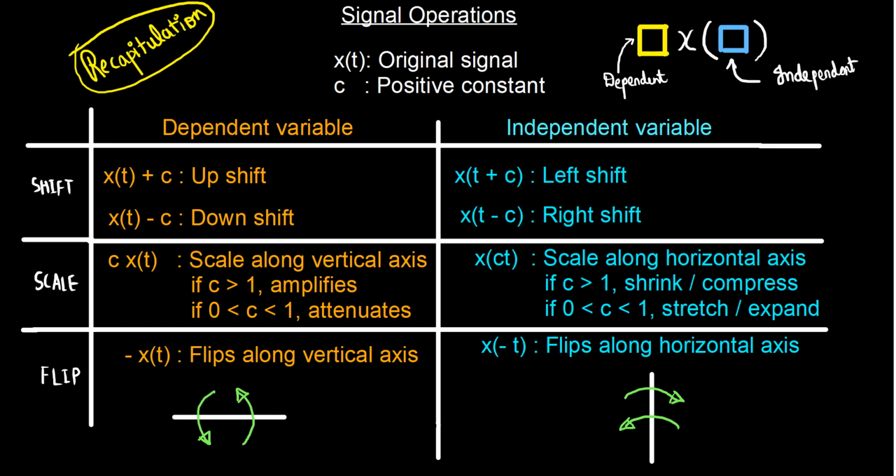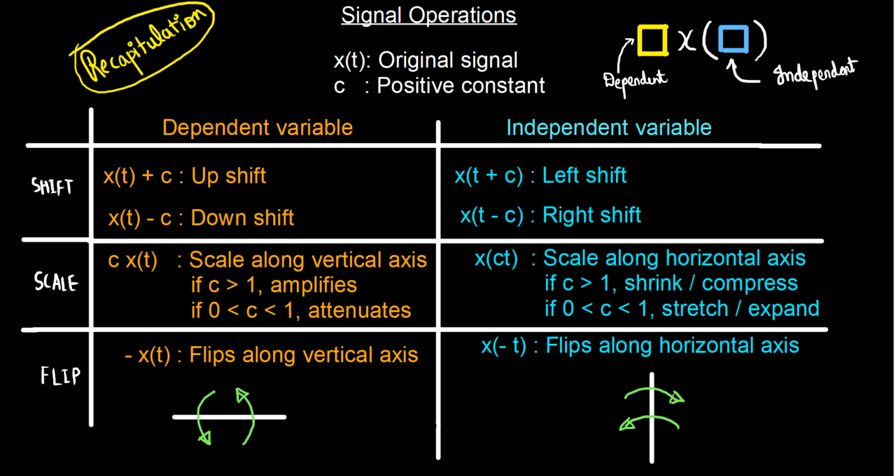Similarly, the scaling operation. If we write c into x of t, we are scaling along the dependent variable or the vertical axis. Depending on the value of c, it gets amplified or attenuated. But if we write x of ct, where ct is represented inside the parenthesis, the signal gets shrunk or stretched along the horizontal axis or the independent variable.